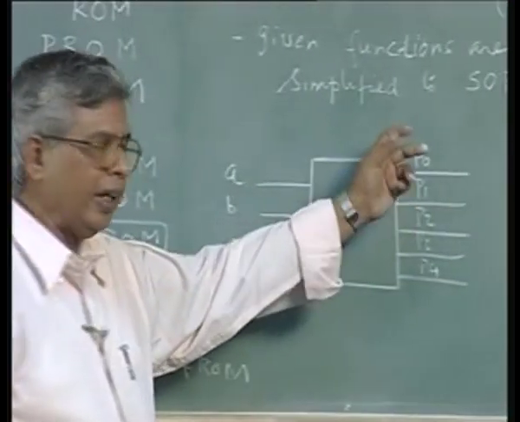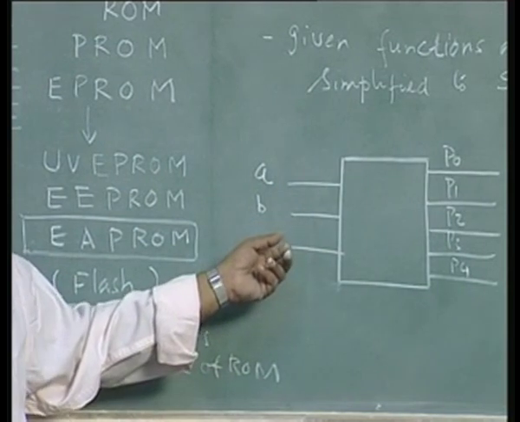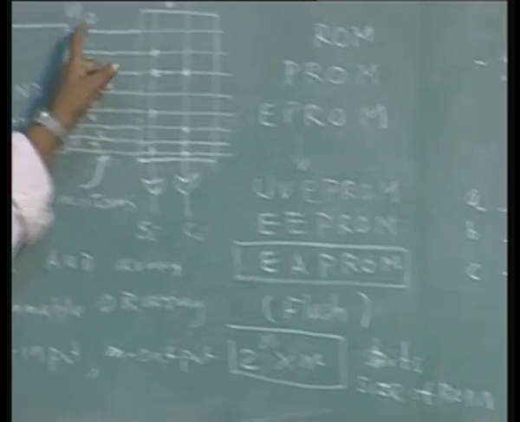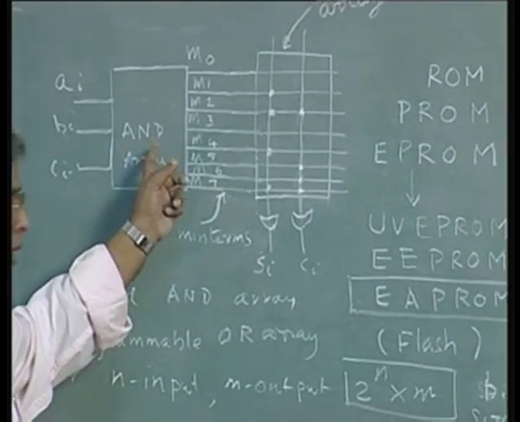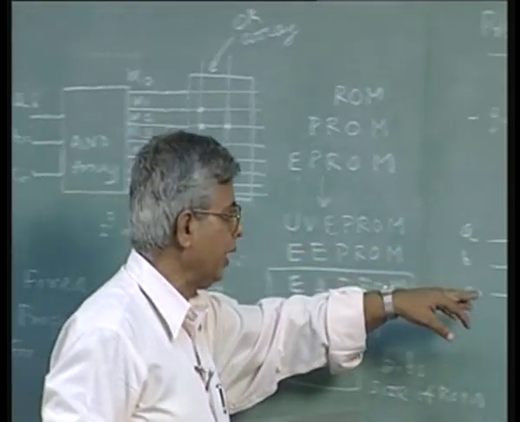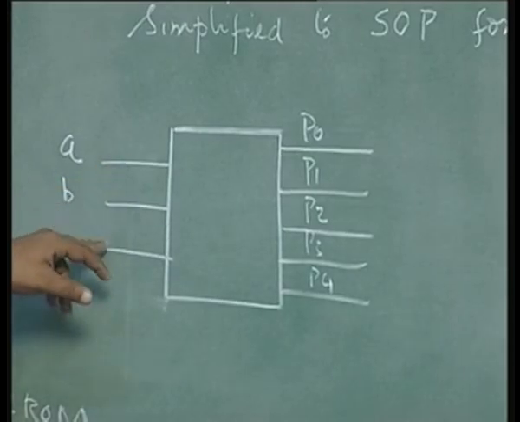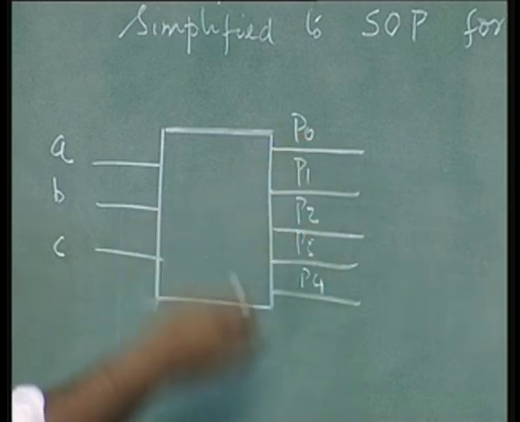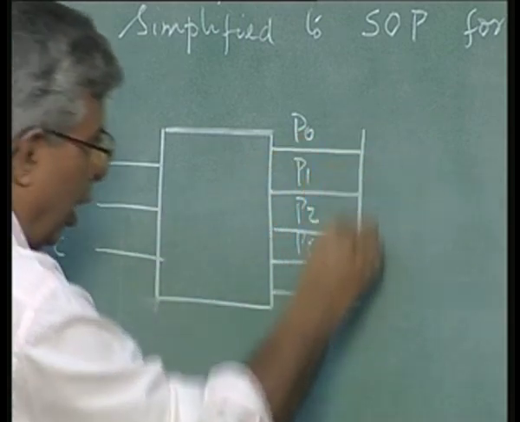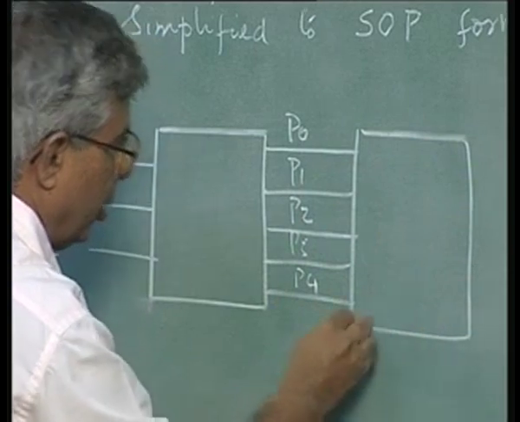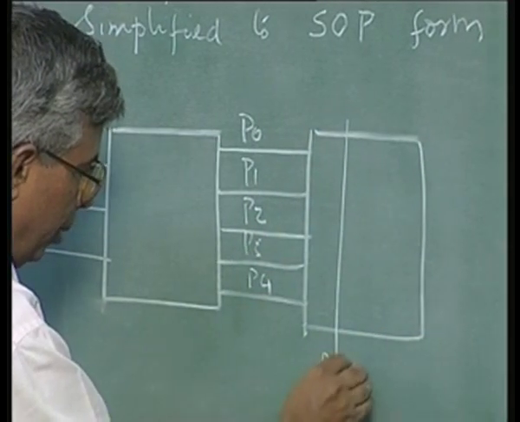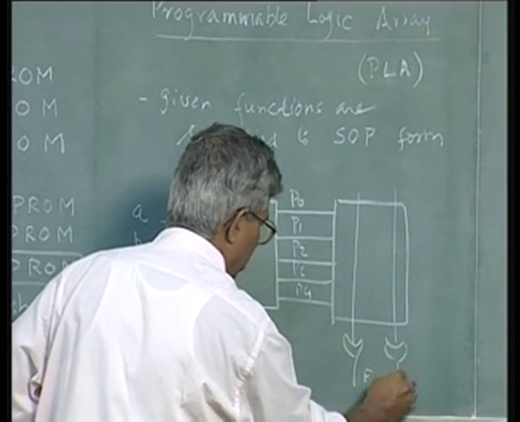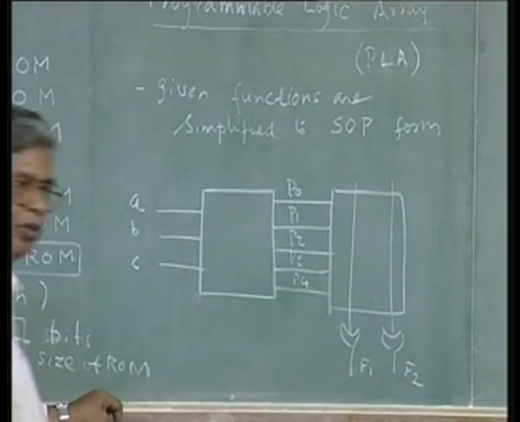A product term need not contain all the inputs, either in true form or complement form. A min term should contain all the inputs either in its true form or complement form. A product term may contain some or all of these inputs. Now I am going to have, as an example, 5 product terms, and an OR combination which will combine my product terms to generate the required functions F1 and F2.